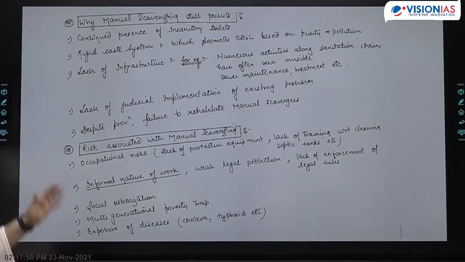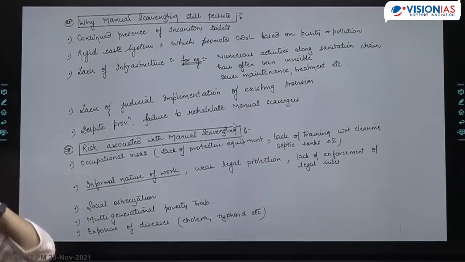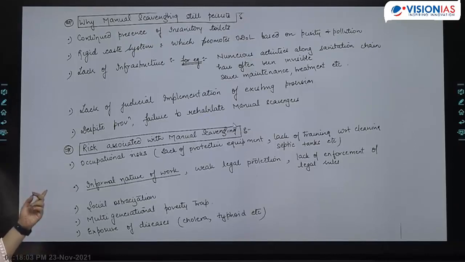Okay? Then there is continued presence of insanitary toilets. And second, you have lack of proper infrastructure. Then there is lack of judicial implementation of the existing provisions. Is that clear? We have failed to rehabilitate manual scavengers.